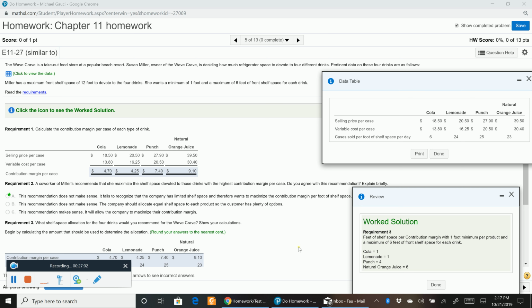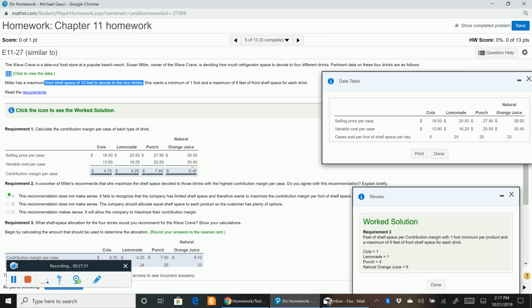Therefore, if we have competing drinks, and in this case we have 4 competing drinks, we need to decide out of those 4 drinks, how much space in the refrigerator should each take? All right, remember, the refrigerator space is our constraint. Okay, Miller has a maximum shelf space of 12 feet to devote to the 4 drinks.